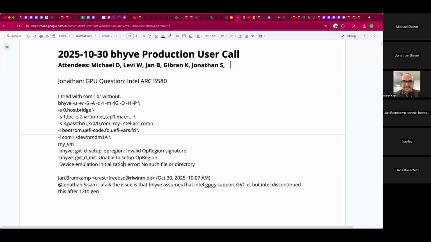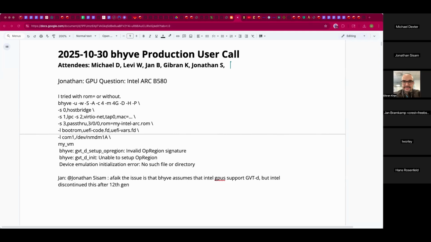Basically, thanks to Jan, I was able to compile it manually, vm-bhyve that is, and strip out the GVT-D support file. And that allowed the card to actually be passed through. So it looks like there's some sort of table in there that is misidentifying the Intel Arc card as possibly an iGPU. From what Jan has said, it sounds like it's probably an easy fix.